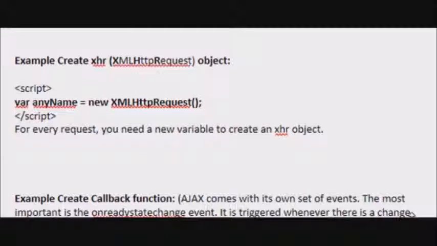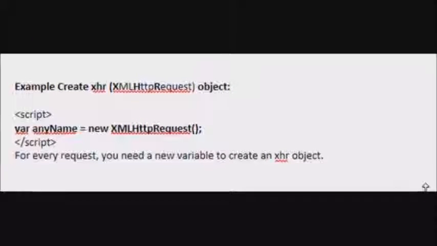So my first example is creating the object. You would assign a variable, and it can be any name you want, equals new XML HTTP request, with the parentheses. And for every request, you need to use a new variable. So you would create a new XHR object. So XHR is XML HTTP request object.